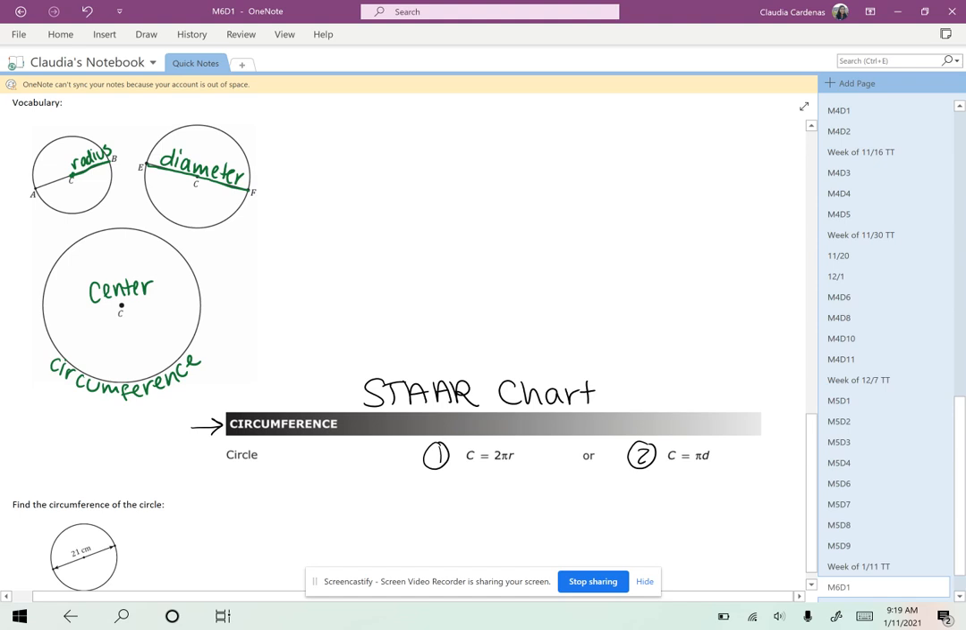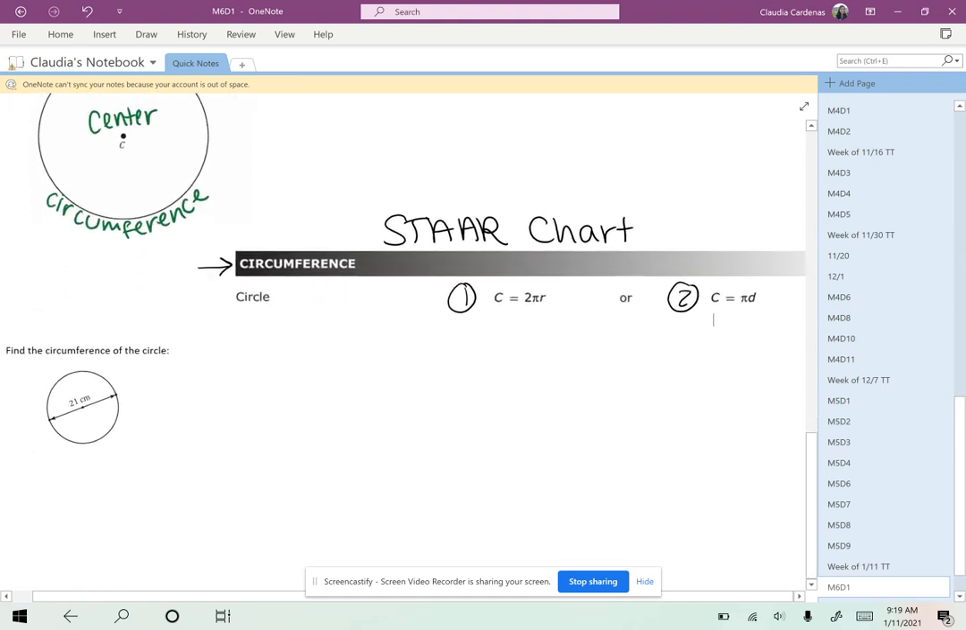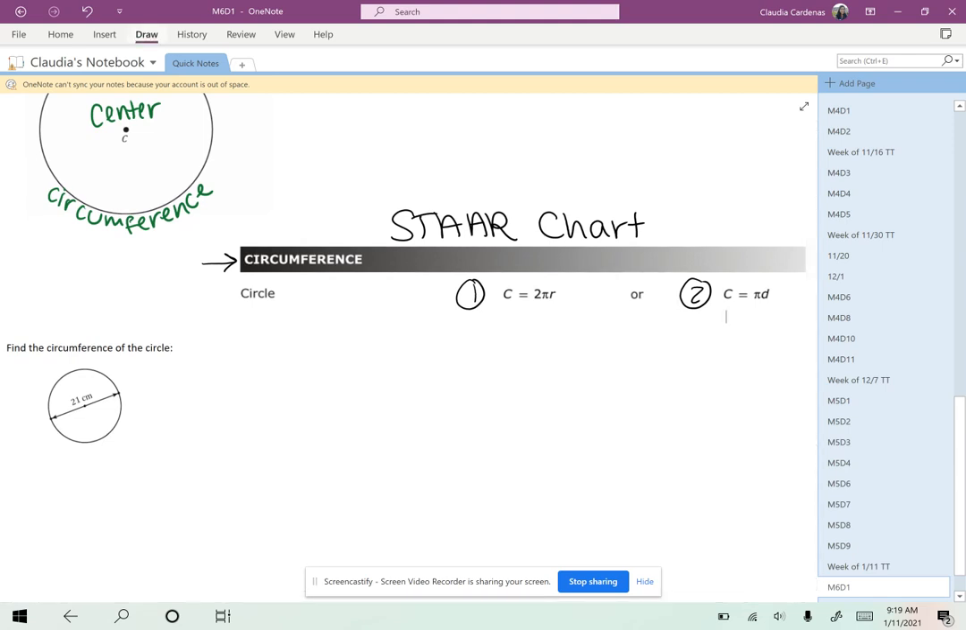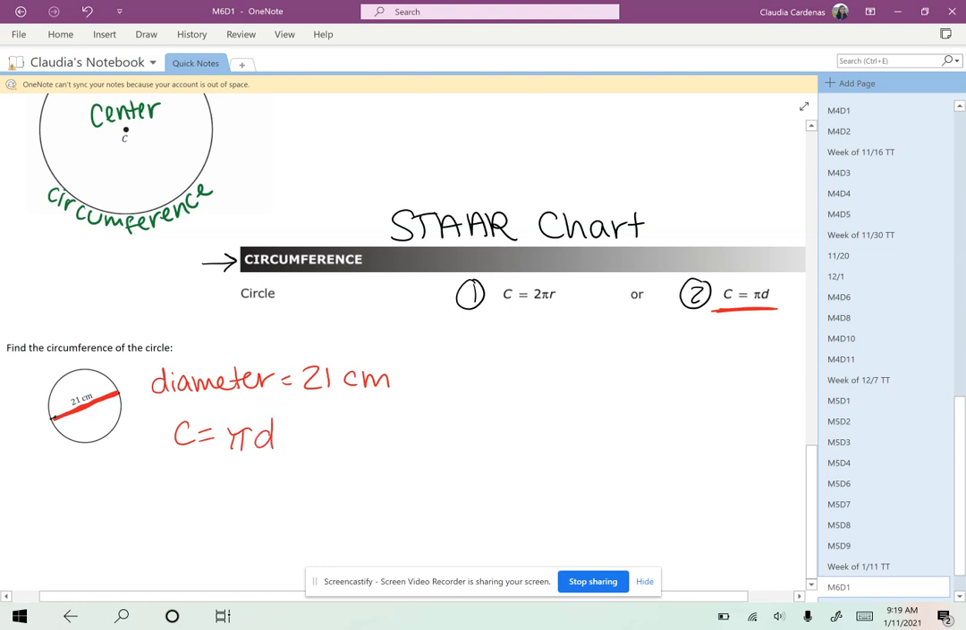So if we look at our circle here, it says to find the circumference of the circle. I see that this entire length is 21 centimeters. Well, what do we call this entire length again? The length that cuts the circle in half, that goes from one edge to the other, that is the diameter. So they have given us the diameter is 21 centimeters. So even though I could use any of these equations, I'm going to pick the one that has d for diameter in it. So C equals pi times diameter.